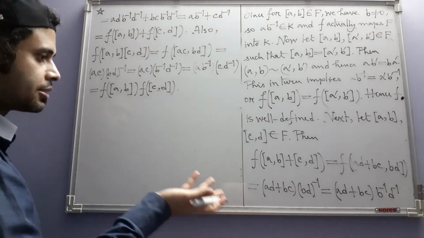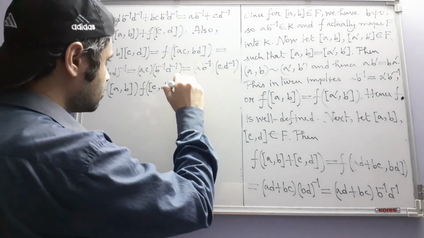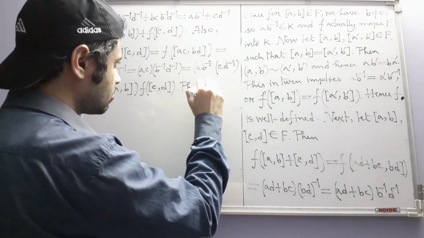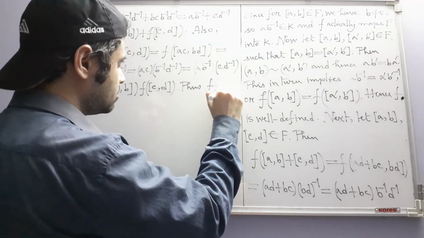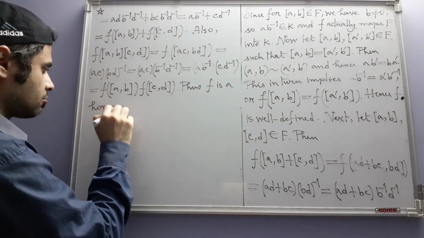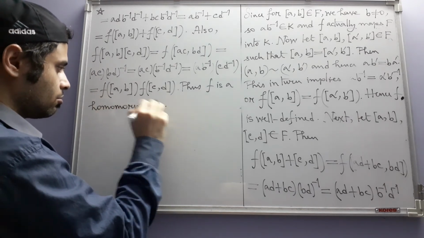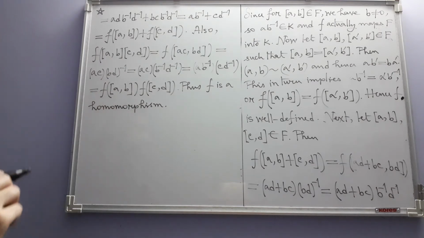So f respects addition and multiplication, hence it's a homomorphism. Thus f is a homomorphism. We will now have to show that the kernel of f consists of only the zero element. That will tell us that f is injective.